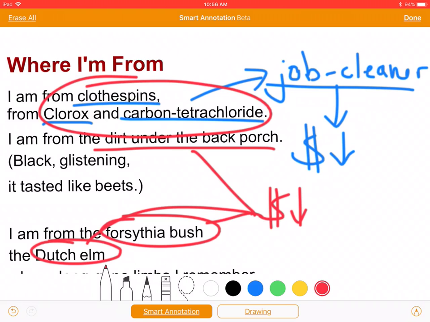All right, with those two ideas in your mind, I'm going to let you guys get started reading and annotating and discussing the poem with your classmates. And good luck. I can't wait to see what you guys come up with.